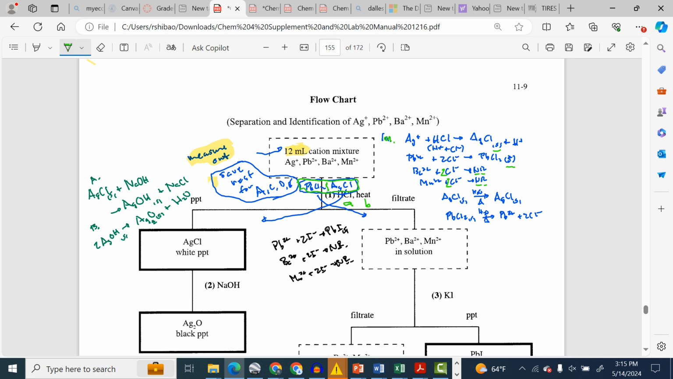All right, so again, this is tough. Why is this tough? How do you know when all the lead 2 chloride has dissolved?